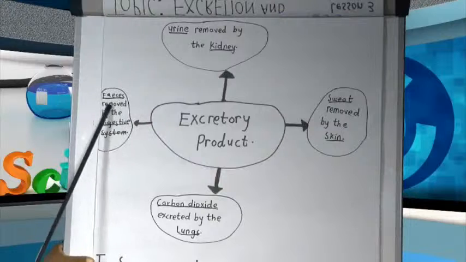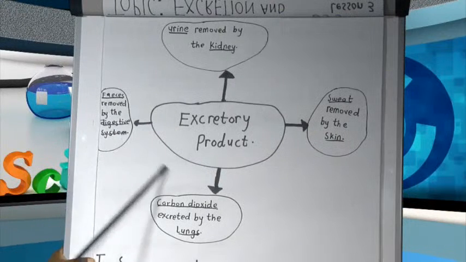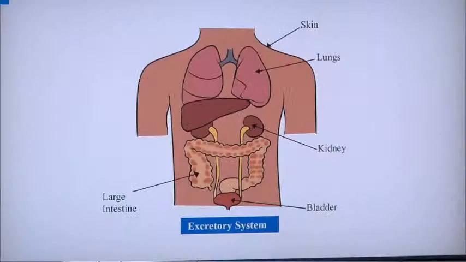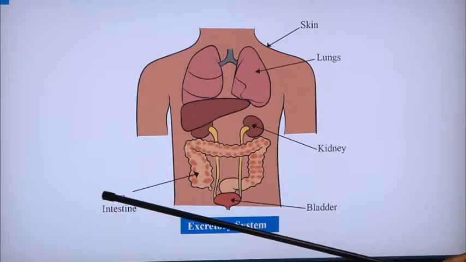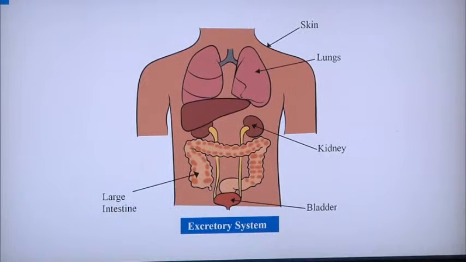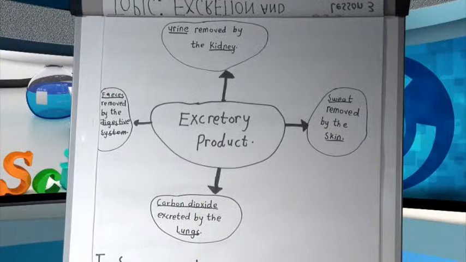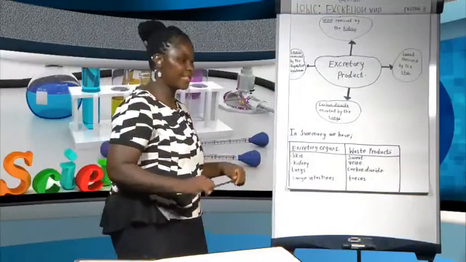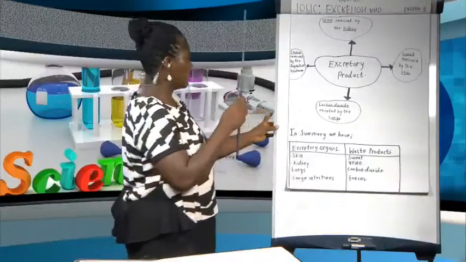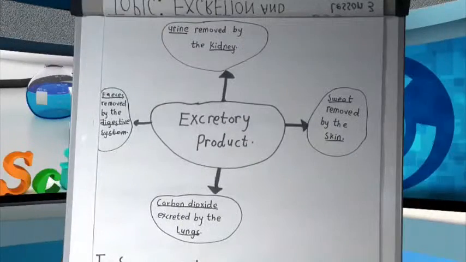Feces also is removed by the digestive system. And which organ does that? It is the large intestines. So after eating, the chaff, the waste ones, will come out through the large intestines. And it is as what? Feces. And feces is also a waste product.